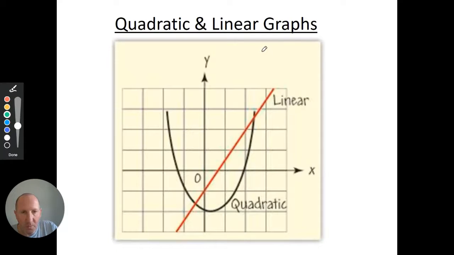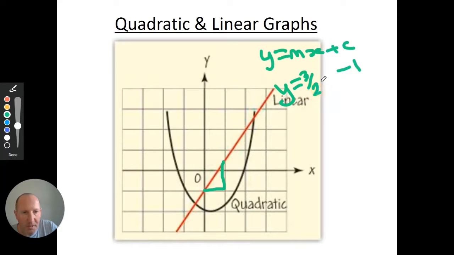So if we thought about that general equation, y equals mx plus c, I've seen that the intercept was minus 1, and I saw that the gradient went, when it went across 1, it went up 1.5, so that I'm going to write more mathematically beautifully as 3 over 2, which is the same as 1.5.